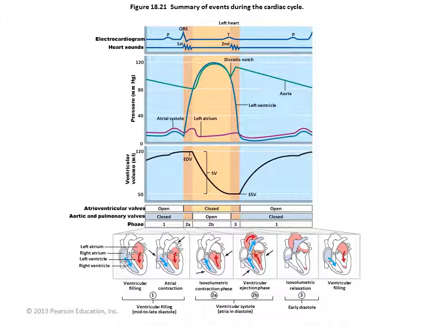Number three, isovolumetric relaxation occurs in early diastole. Ventricles relax, atria are relaxed and then filled by blood. Backflow of blood in the aorta and pulmonary trunk closes the SL valves, which causes the dicrotic notch, and the ventricles are totally closed chambers. When atrial pressure exceeds that in the ventricles, the AV valves open and the cycle begins again at step 1.